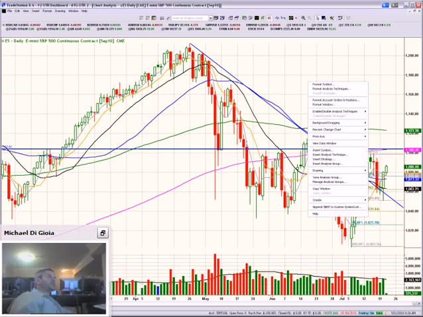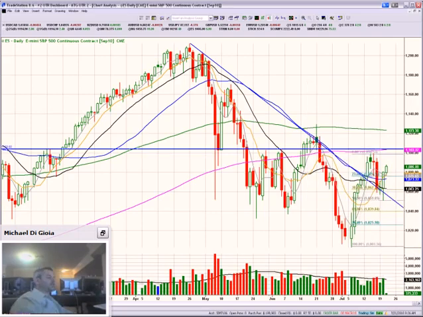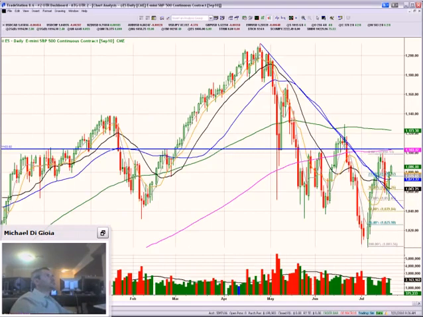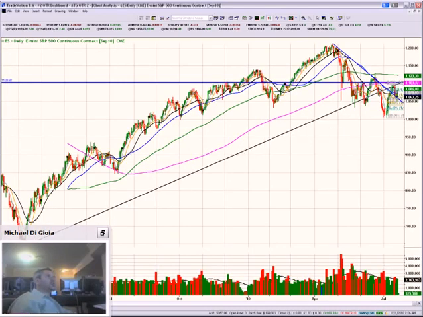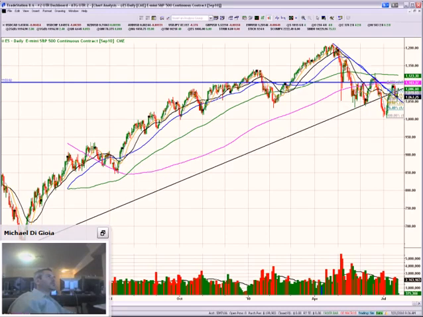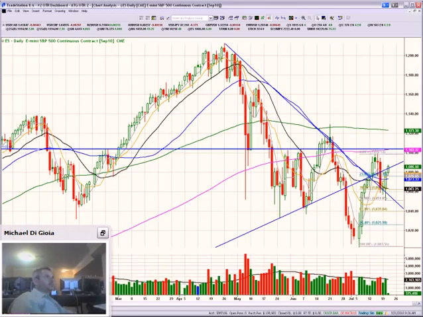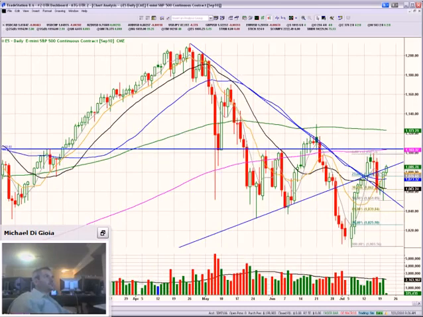Okay, it does not mean we have to go straight up, but just based on diagonal resistance alone, we take this level back from the March lows, we put it in here. Okay, we come up to this level. That was the apex. We trend line broke it, and we faded it. Now we're coming into the other side of the line. We need to see that we break that.